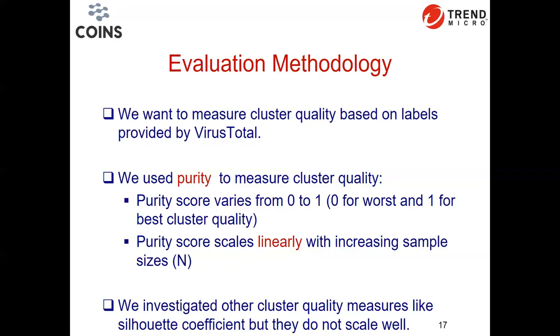So we focus our attention on purity. Purity is easy to explain. It varies from 0 to 1. 0 is for worst cluster quality, 1 is for the best cluster quality. The way to calculate it is you look at the labels, you look at the majority class label within each cluster, and you sum them up over all the clusters, and then you divide that by the total number of samples. So the purity score scales linearly. That's the good news because we are dealing with tens of millions of samples, so we want a cluster quality metric which scales linearly.